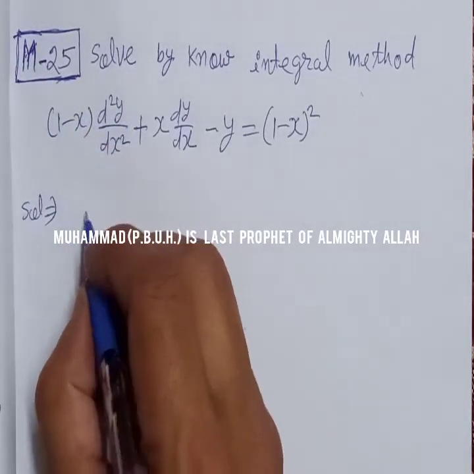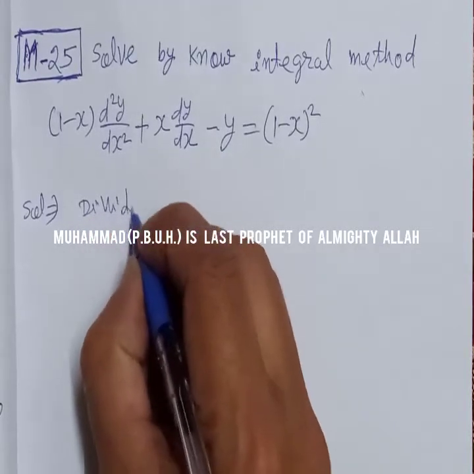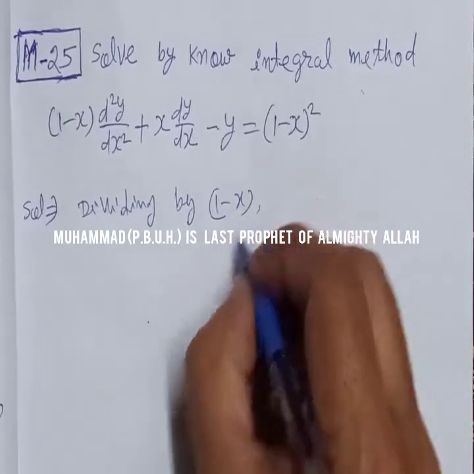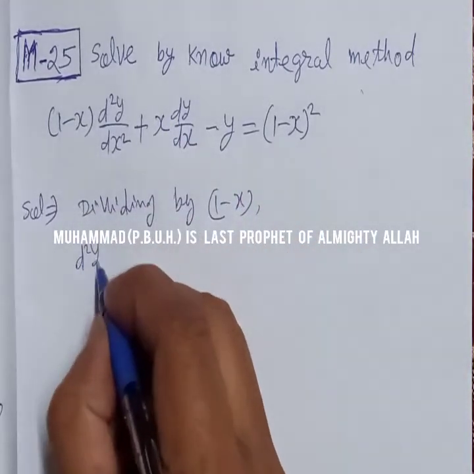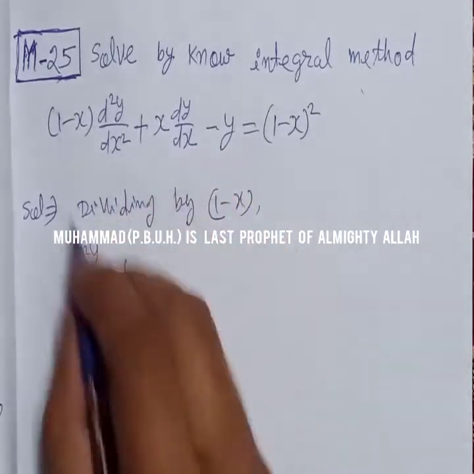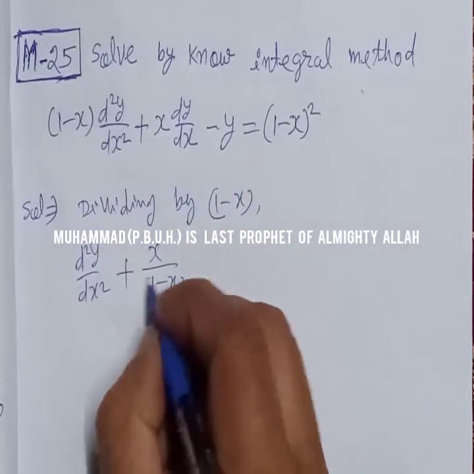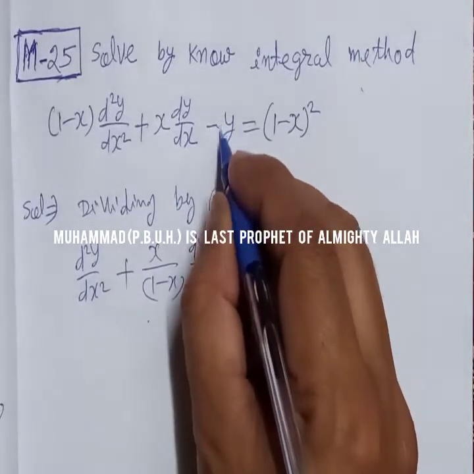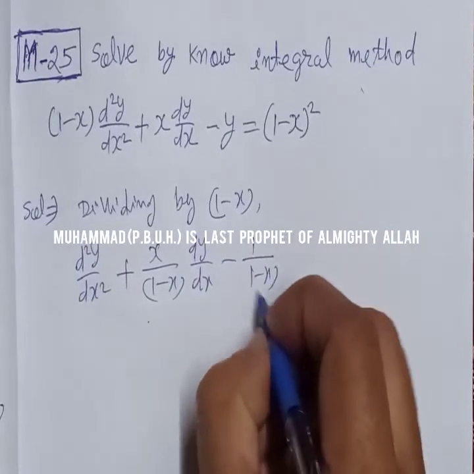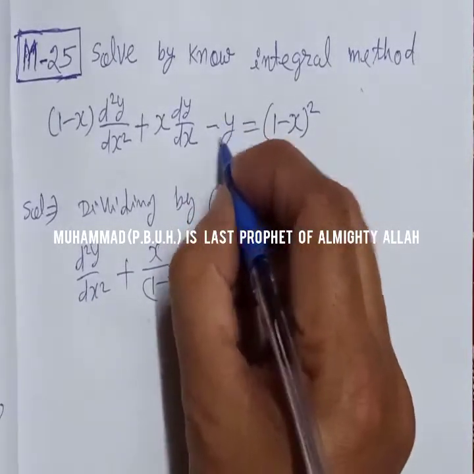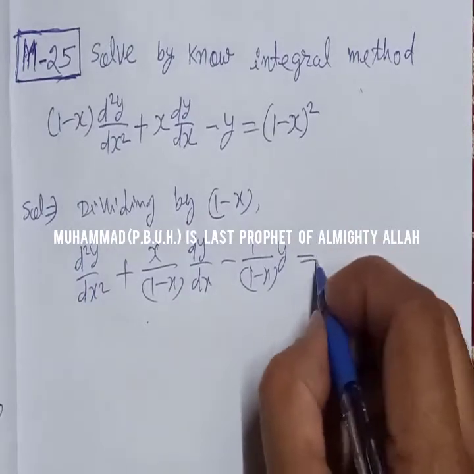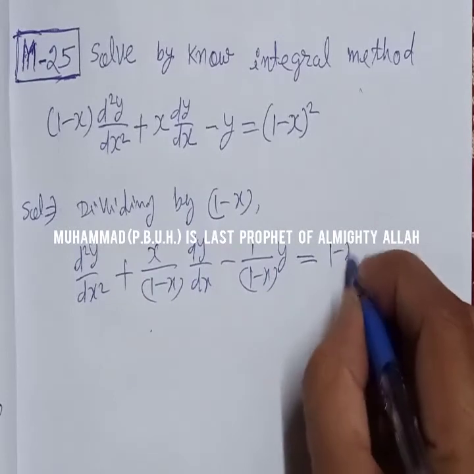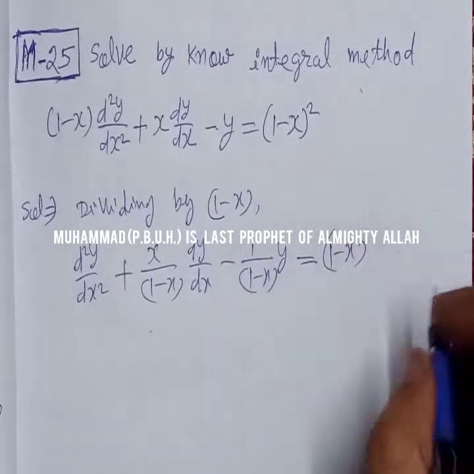So I write, dividing the equation by 1 minus x square, we get d2y over dx square plus x upon 1 minus x square dy over dx minus 1 upon 1 minus x square y. Why? Because the coefficient of y is equal to minus 1 here, and when this is divided by 1 minus x square, we get 1 minus x on the right hand side.